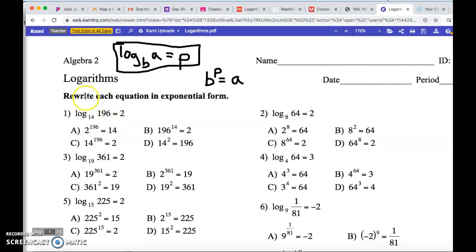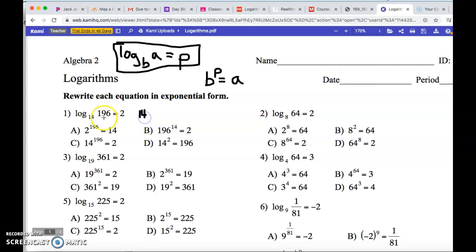So to rewrite log base 14 of 196, notice the log and the 196 are on the same level, as the 2 is as well. The 14 is sunk below, that's the base. If you look at the exponential form, base to the power, and the p is on the right, so 14 to the second power equals 196. That's how you rewrite that.